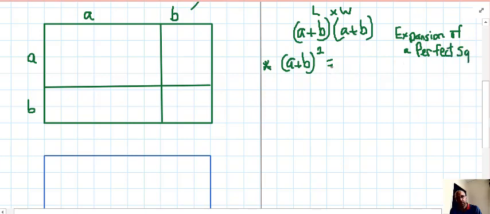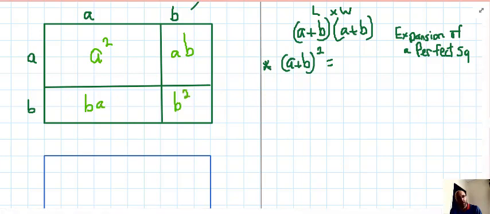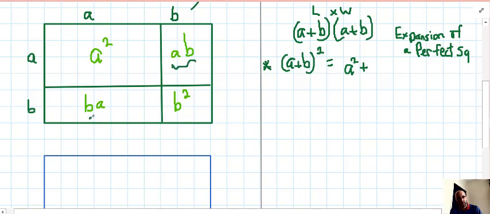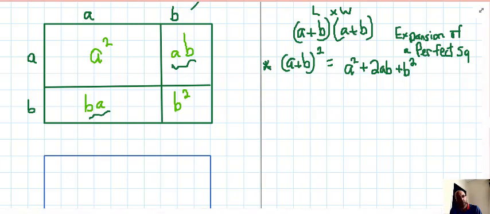Okay, so perfect square. So what we do is look at the areas here. We'll do what we did last time. So that area there would be A squared, A by A, that's AB. That one is BA, or same as AB, and that one's B squared. So what we've got basically is the sum of all those, and that would be A squared plus, now we've got AB there 2 times, BA, AB, it's the same thing. So we have 2 lots of AB and B squared there. And that's the expansion of a perfect square. A plus B all squared is A squared plus 2AB plus B squared.